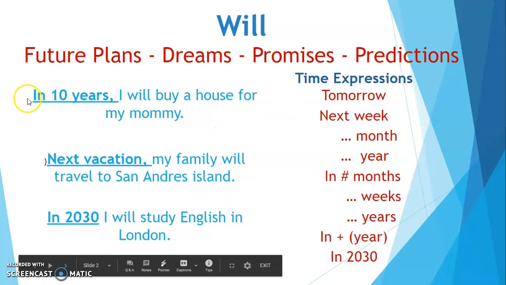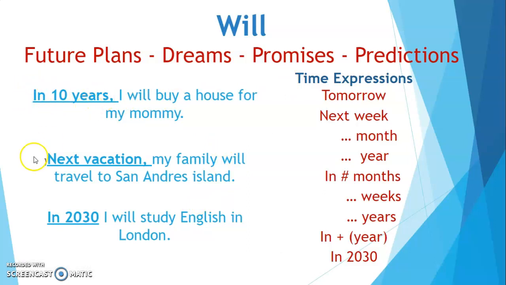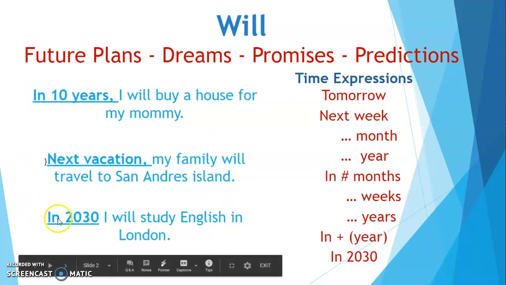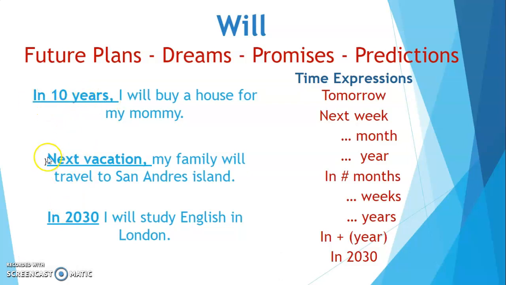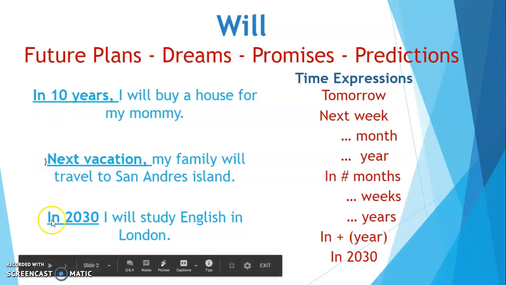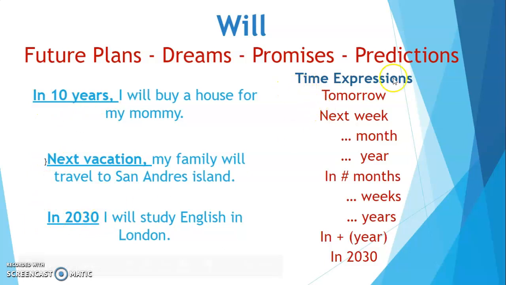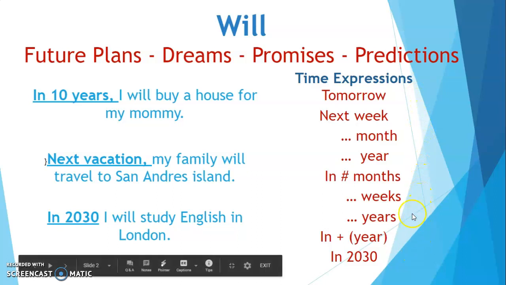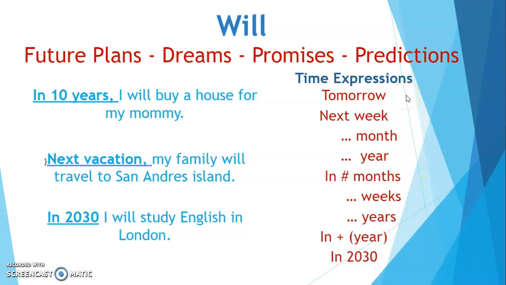It's important to say that in 10 years, next vacation, and in 2030 are time expressions. Es importante decir que en 10 años, las próximas vacaciones y en el 2030 son expresiones de tiempo. Estas nos permiten entender que estamos hablando de un futuro. Here I have another list of time expressions.